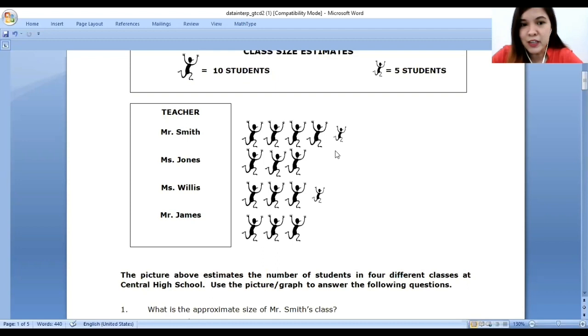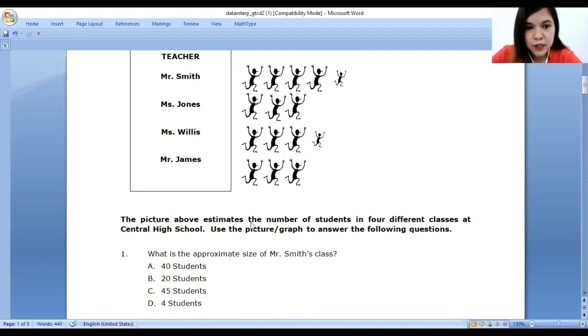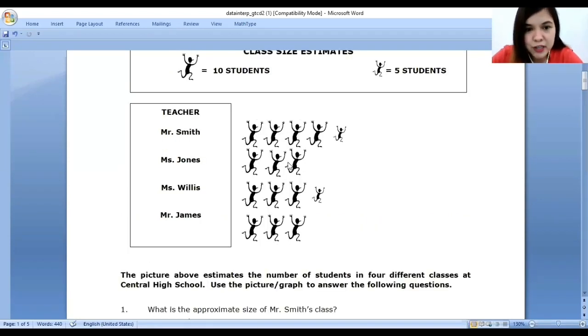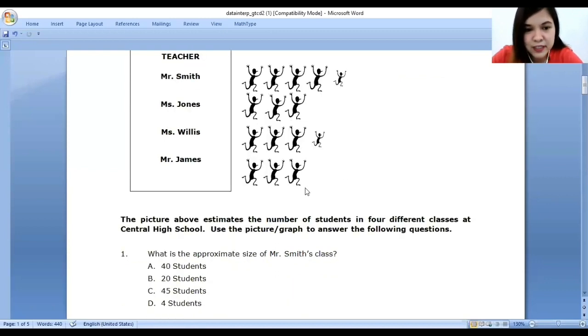So we have the following teachers: Mr. Smith, Miss Jones, Miss Willis, Mr. James. The pictures correspond to the teachers, and that is the number of students they handle. The picture above estimates the number of students in 4 different classes at Central High School. Use the picture graph to answer the following questions.